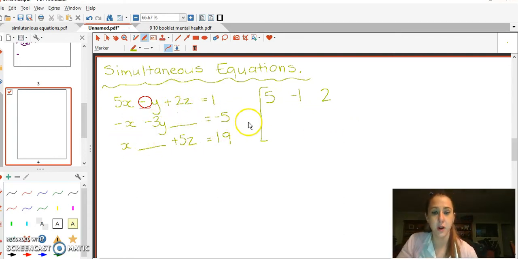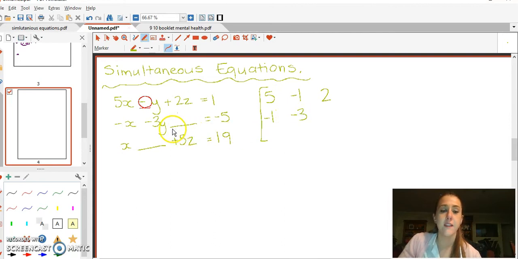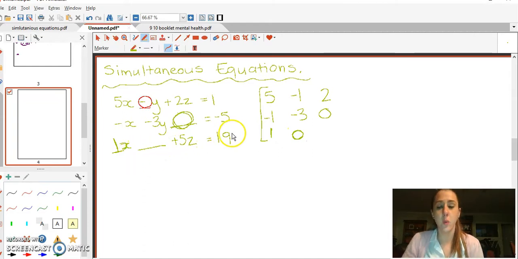Jumping down into our next row, again, same as the y. This one is a negative 1 for the x, negative 3, and then this is where we'll need to use our 0 placeholder, just like that. Again, jumping down into the third row, we've got a 1, because there is 1x present. Again, another placeholder with a 0, because there are no y's in this equation. And then we move on to the z, where it's multiplied by 5. So that is our first matrix, and I'm going to call this one A.